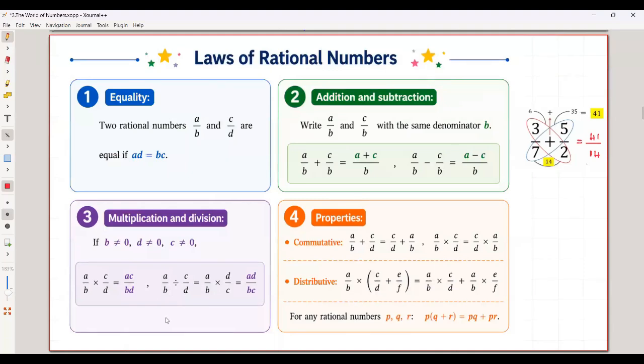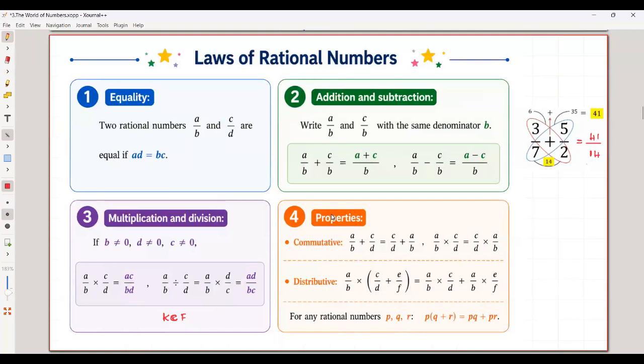Or we can just go with the KCF method. KCF means keep A by B as it is, change division into multiplication, flip. F means flip. Flip means reciprocal, ulta. So A by B into D by C. Now it becomes multiplication. How to do the multiplication? Multiply the numerators and multiply the denominators.